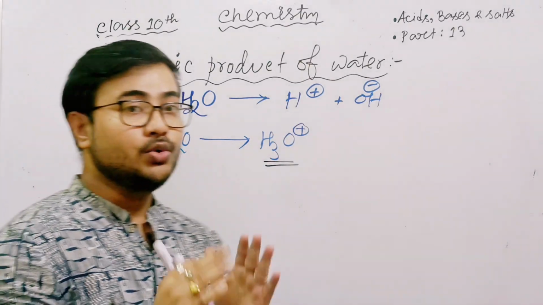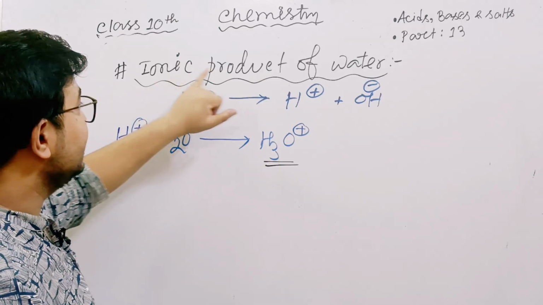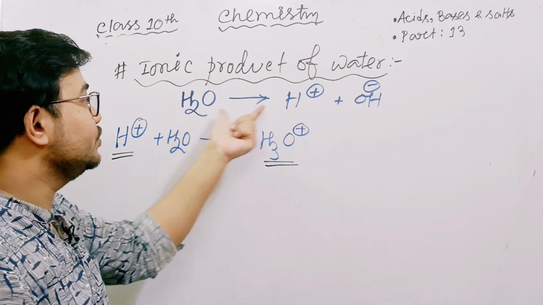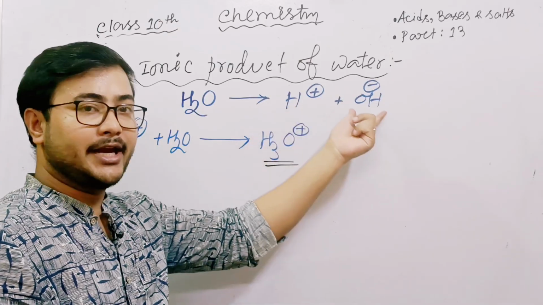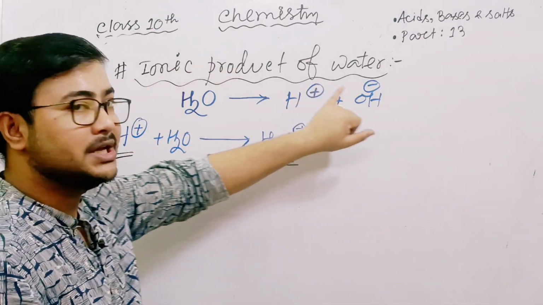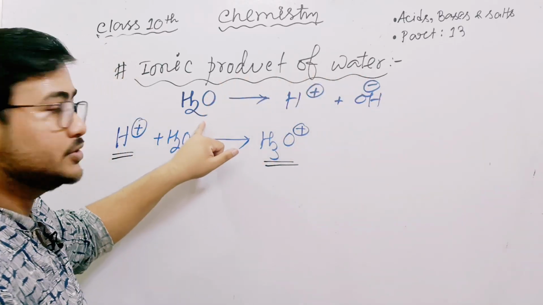Now look at the board, the heading is the ionic product of water. When we have water, after cleavage it will form two ions, H+ and OH-. So this is our heading, ionic product. Ions means the H+ and OH- of water.